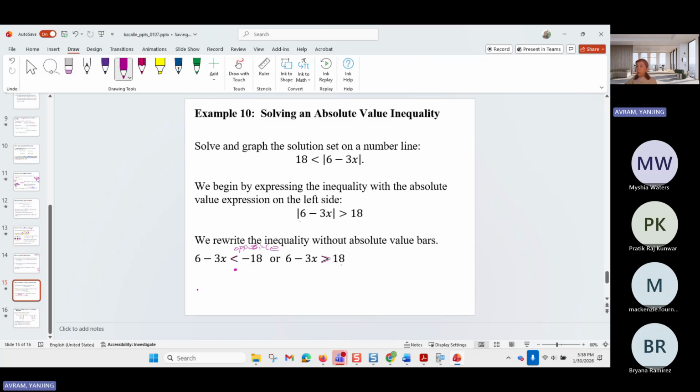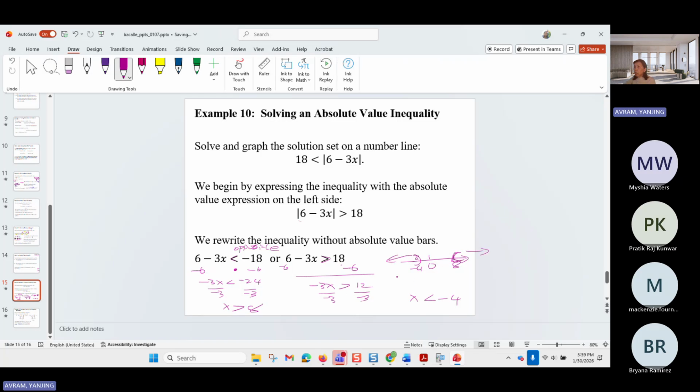Solving this one should be pretty straightforward, right? You minus 6 on all of them. So negative 3x will be greater than 12. And remember, this time the number you divide by is a negative number, so you need to switch the inequality direction. This one will be negative 3x less than negative 24. Again, the number you divide by is negative, so you switch. So this solution will be x greater than 8, or x less than negative 4.